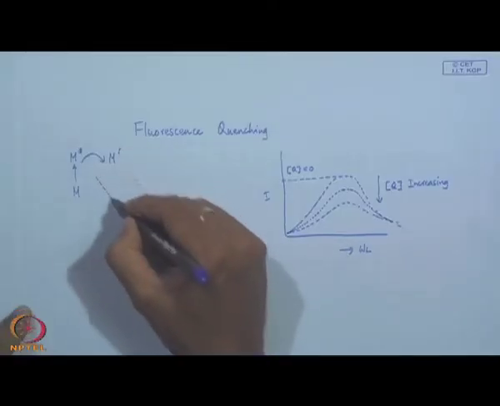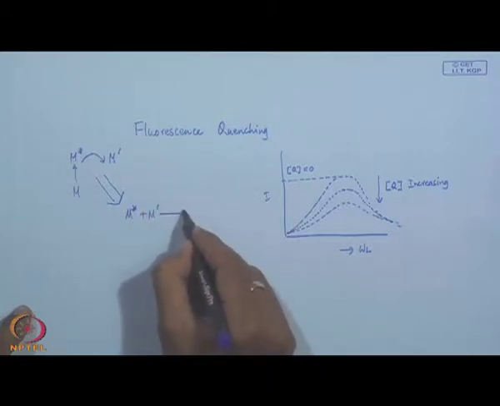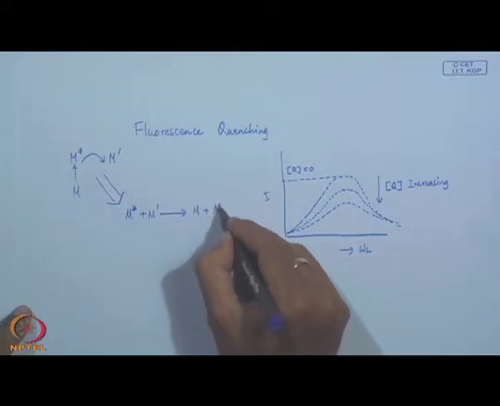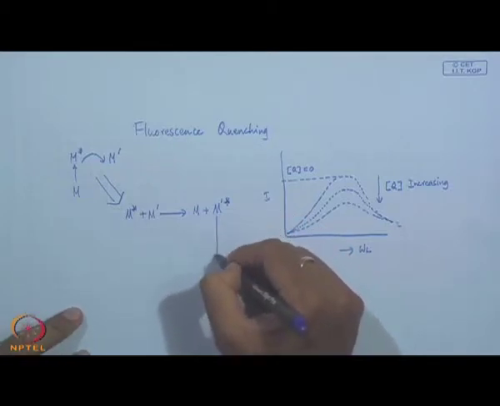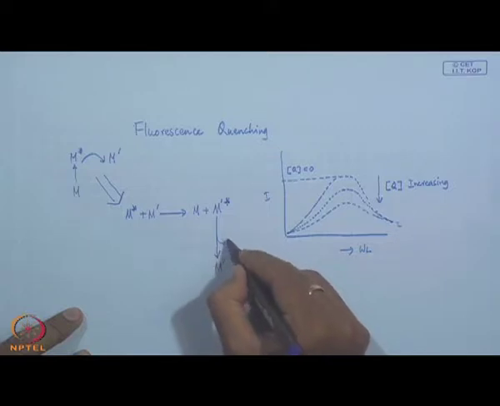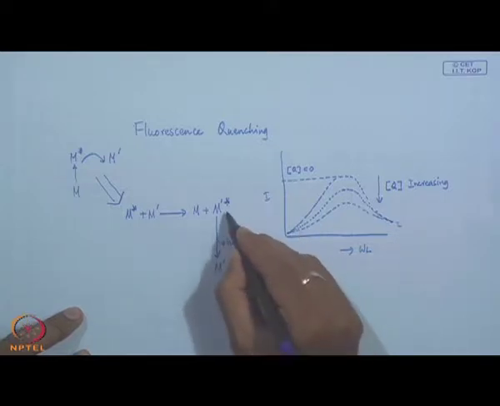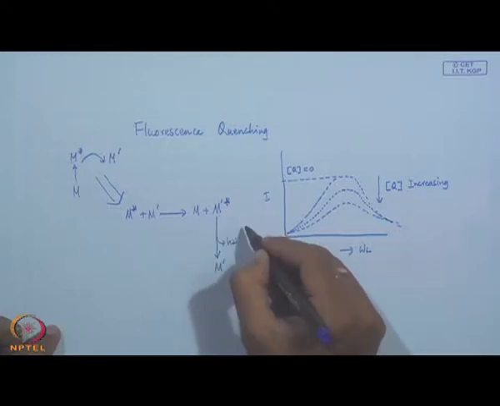What happens as a result is that M star plus M primed gives rise to M plus M primed star. Then this M primed star may fluoresce, giving rise to M primed in the ground state with h nu primed, or it may go to the ground state by various non-radiative means. So, this is one of the modes of fluorescence quenching, type 1.